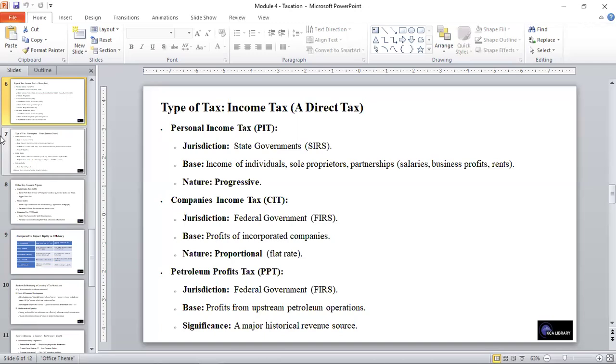And for the company income tax, its jurisdiction is under the federal government, and the base is the profit of incorporated companies, and it is proportional in nature, flat, as is said. And we have the petroleum profit tax, and this is under the federal government, and the base is the profit from upstream petroleum operation, and the significance of this is that it is actually a major historical revenue source.